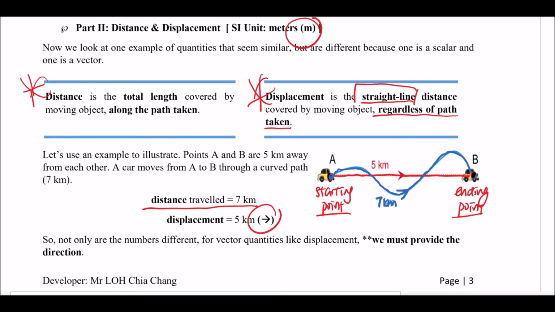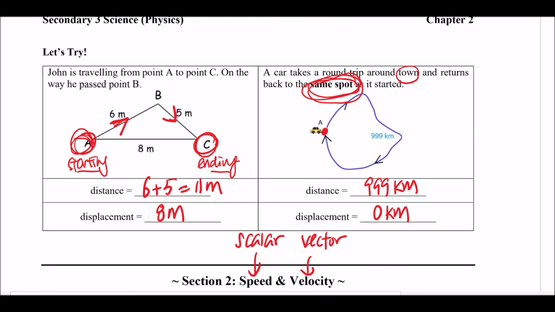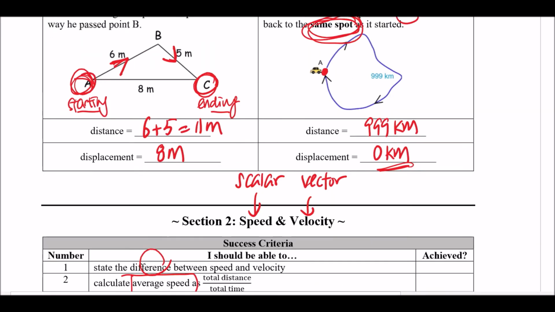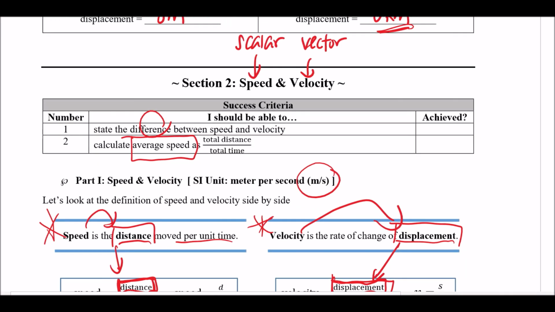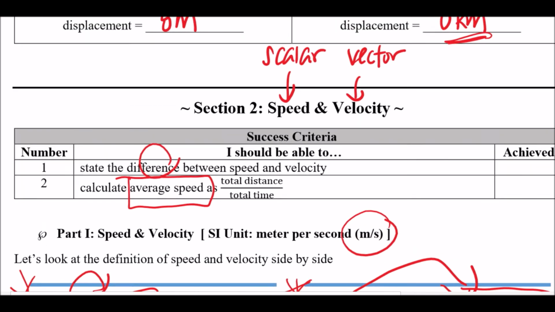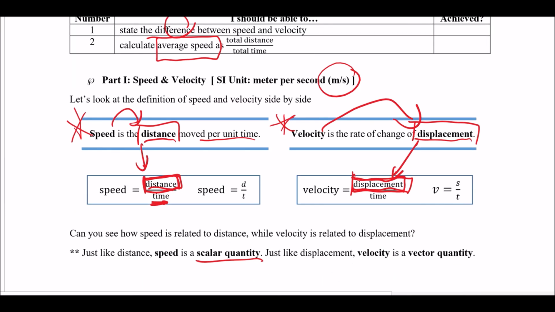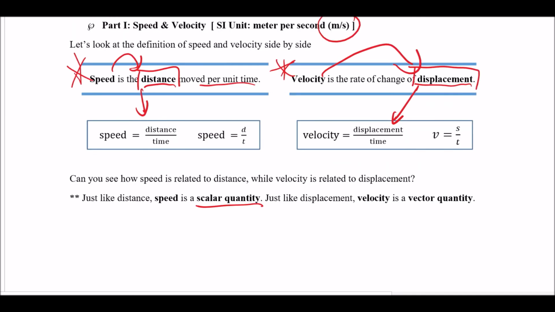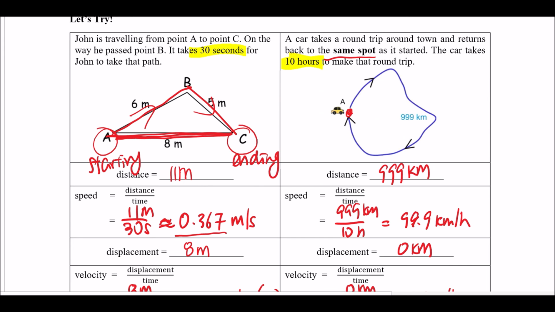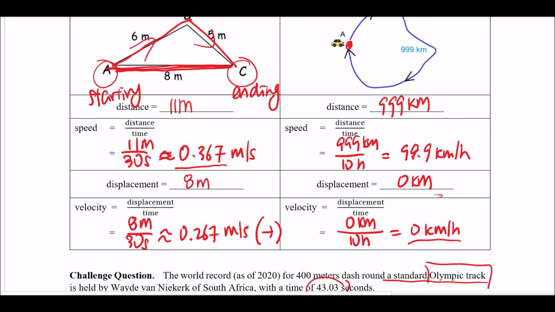So because of this idea, we realize that there are some weird cases. If I start off at a point and I end back at the same point, it's as good as I did not move at all. So displacement is 0 for this case. Next, we talk about speed versus velocity. Again, one is a scalar, one is a vector. Speed is related to distance, while velocity is related to displacement. So in this example, because of the weird nature of displacement, it's almost as if the car did not move at all.